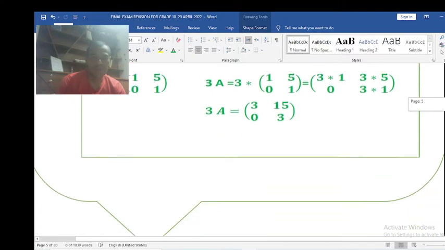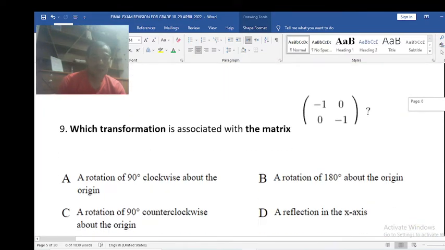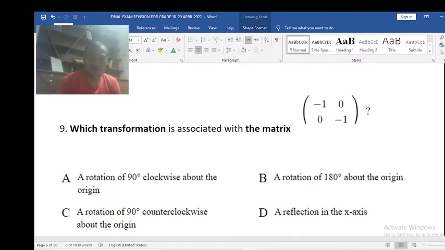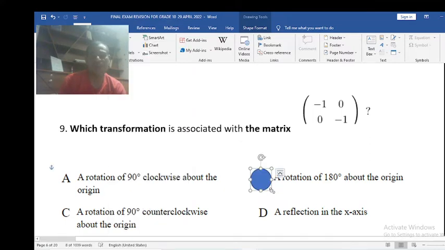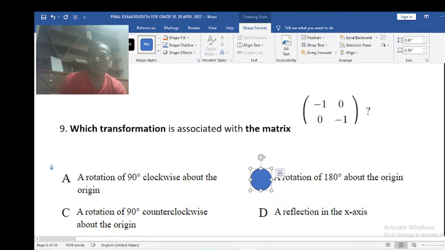The next one. Which transformation is associated with the matrix -1, 0, 0, -1? In your opinion, is it a rotation of 90 degree clockwise about the origin, or a rotation of 180 about the origin, or a rotation of 90 degree counterclockwise or anti-clockwise, or a reflection in the x-axis? So the correct answer, learners, is rotation 180 about the origin. Clear? So the next one.